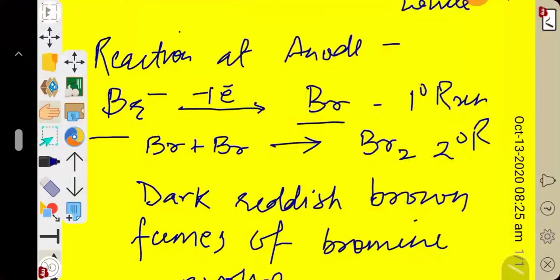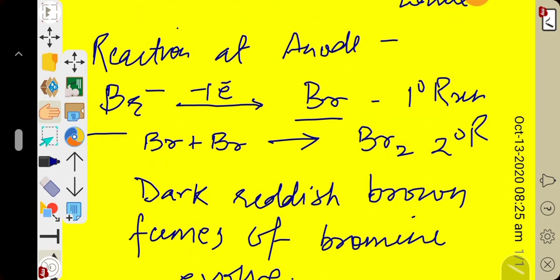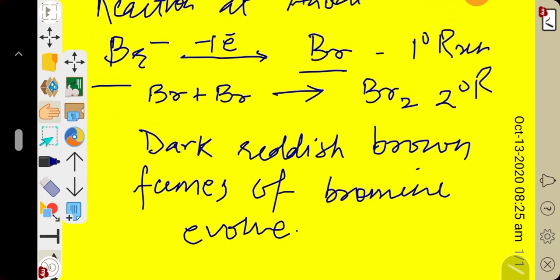Br cannot exist independently in monoatomic form, so it combines with another Br atom to form a bromine molecule. This is called the secondary reaction. So Br2 will evolve: dark reddish brown fumes of bromine evolve at the anode. In this way the electrolysis of molten lead bromide takes place. I hope you understood.